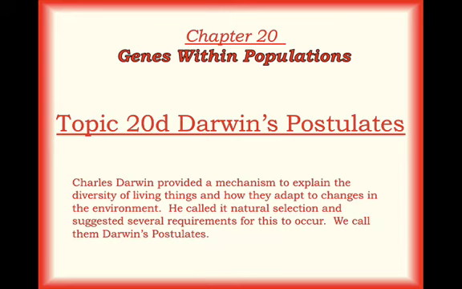So to review, Charles Darwin provided a mechanism to explain the diversity of living things and how they adapt to changes in the environment. He called it natural selection and suggested several requirements for this to occur. We call them Darwin's postulates.